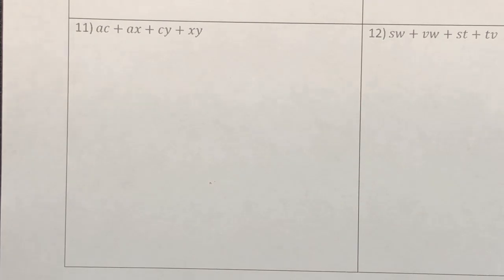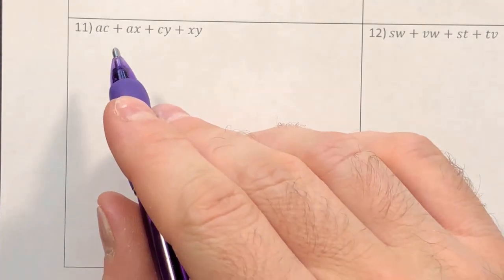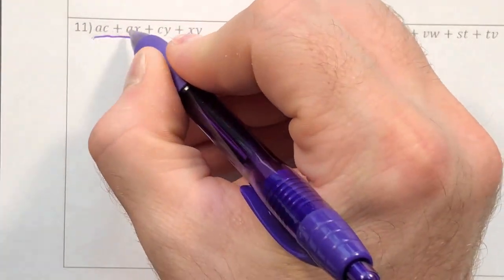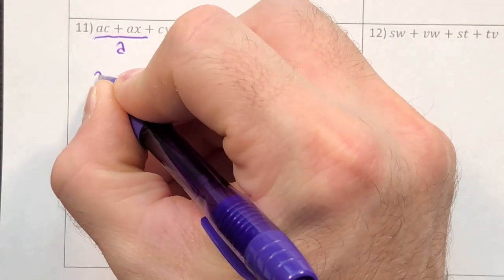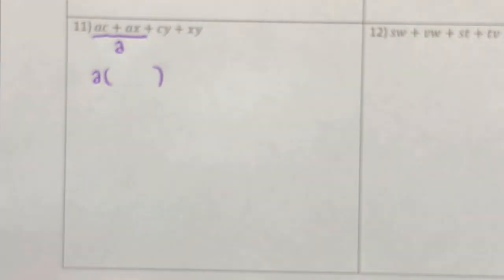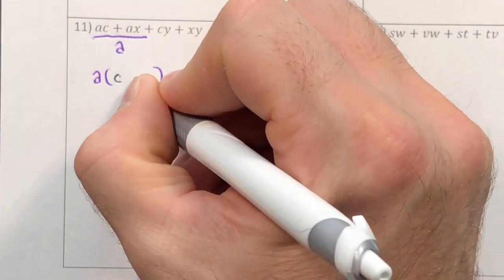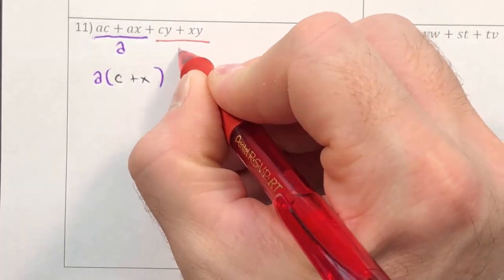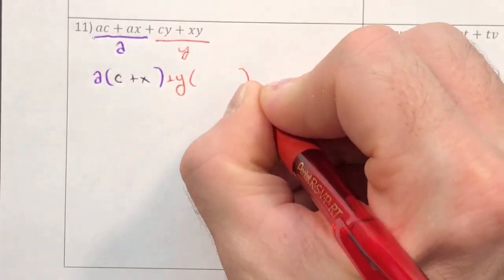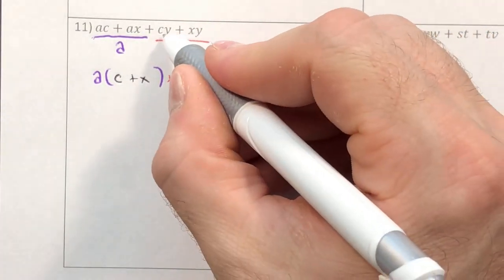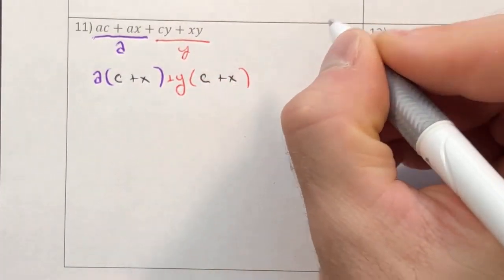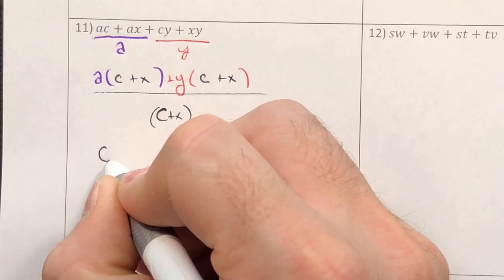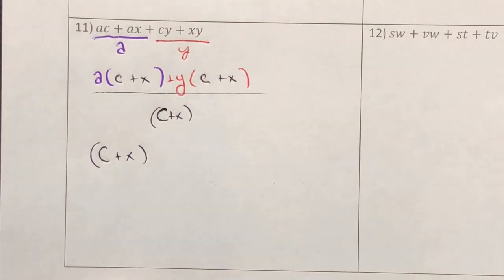Okay, so now that you've had a chance to try this out, let's give it a shot. So over here I have an AC and an AX. I'm gonna start this out and see if it works. I notice they both have the variable A, so I'm gonna pull out the variable A, and let's see, with no A I'm left with a C, with no A I'm left with an X. Over here, it looks like they both have the variable Y, so I'm gonna pull out a Y. And I have what looks like a variable C and a variable X. Boom. So they both have C plus X. So C plus X over here.